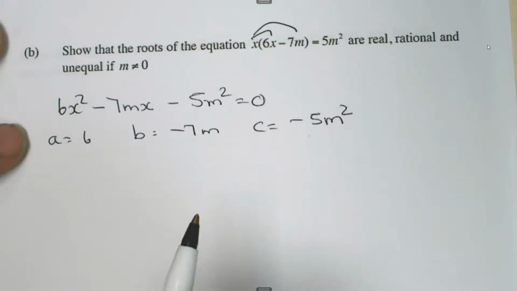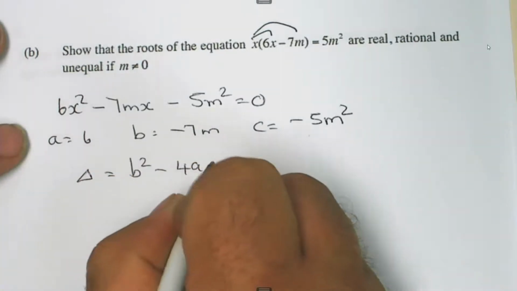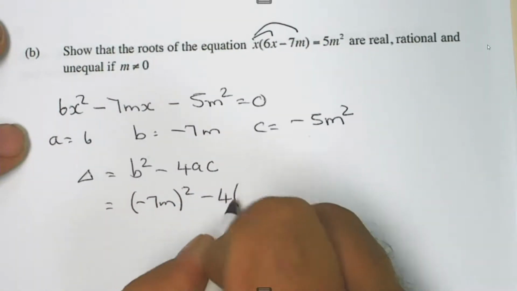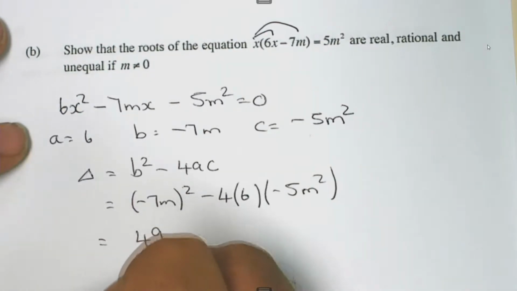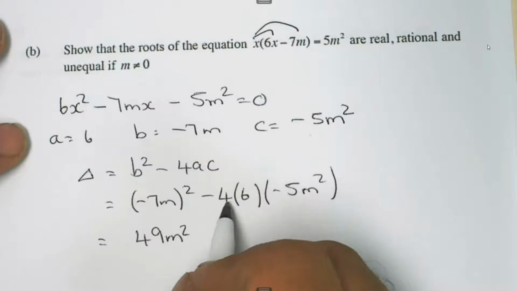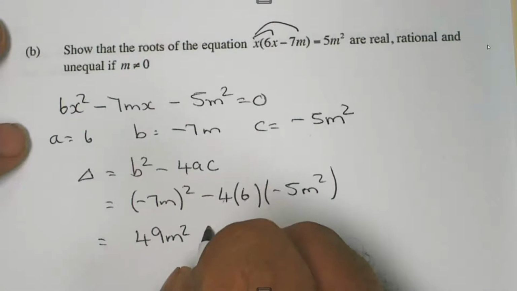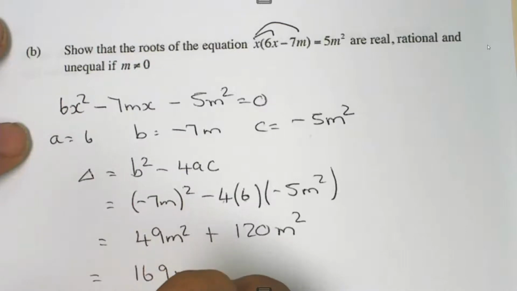Now, we've got to work out delta. Delta is equal to b squared minus 4ac. The b value is negative 7m squared minus 4 times a times c, which is negative 5m squared, which is 49m squared, and that gives you 24 times 5. That gives you 120, plus 120m squared gives you 169m squared.